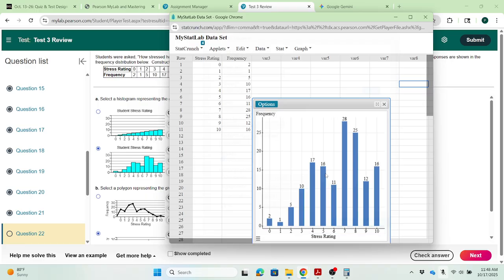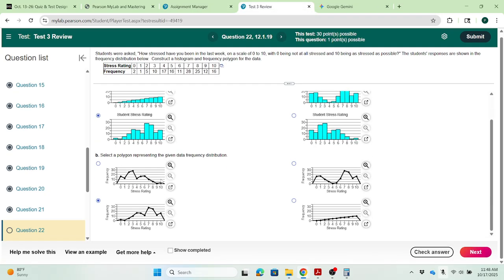Okay, just compare this one, whatever you got, with the graph you have here, and then you'll be able to see the histogram.